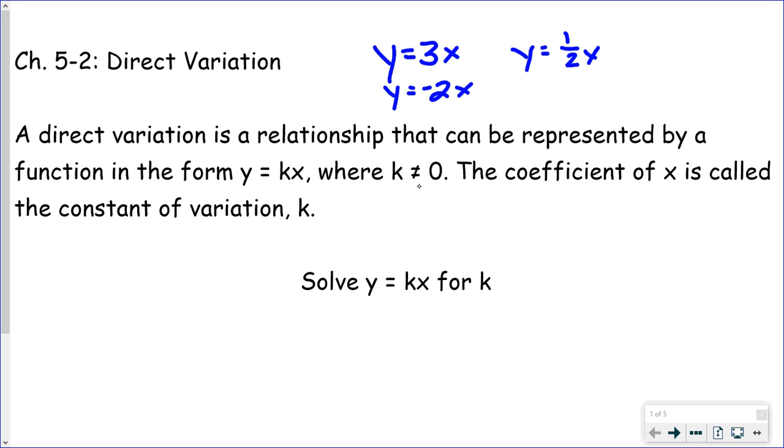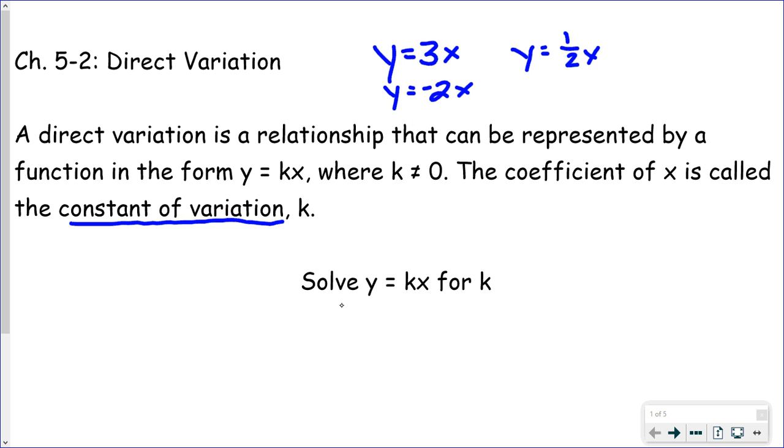Now this number in front of the x, we call that k, and it's called the constant of variation. The only requirement is that k can't be 0. It can be a fraction, a decimal, or an integer, so it can be positive or negative. It just can't be 0, because if it was 0, then you just have y equals 0, and that's not a direct variation.